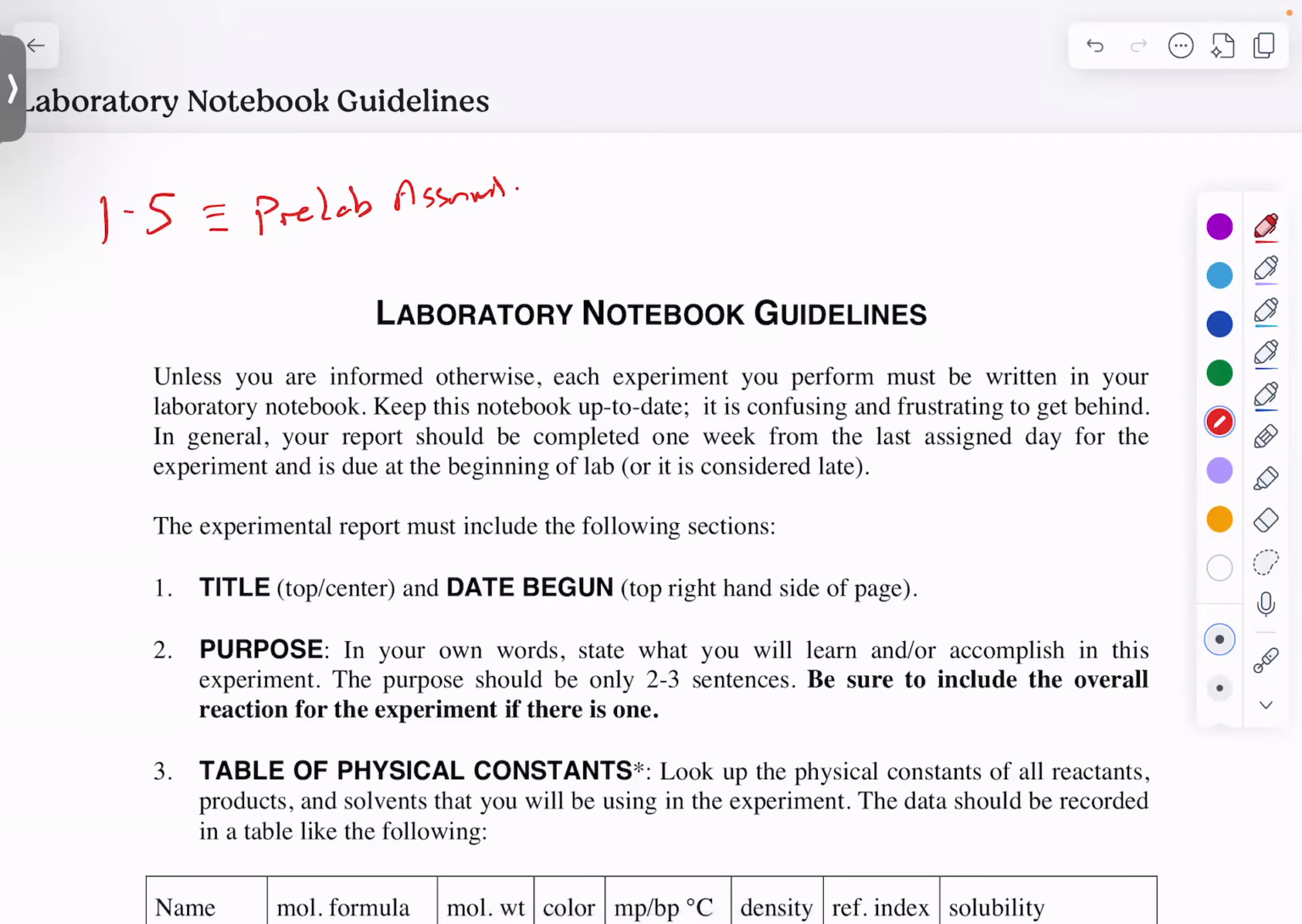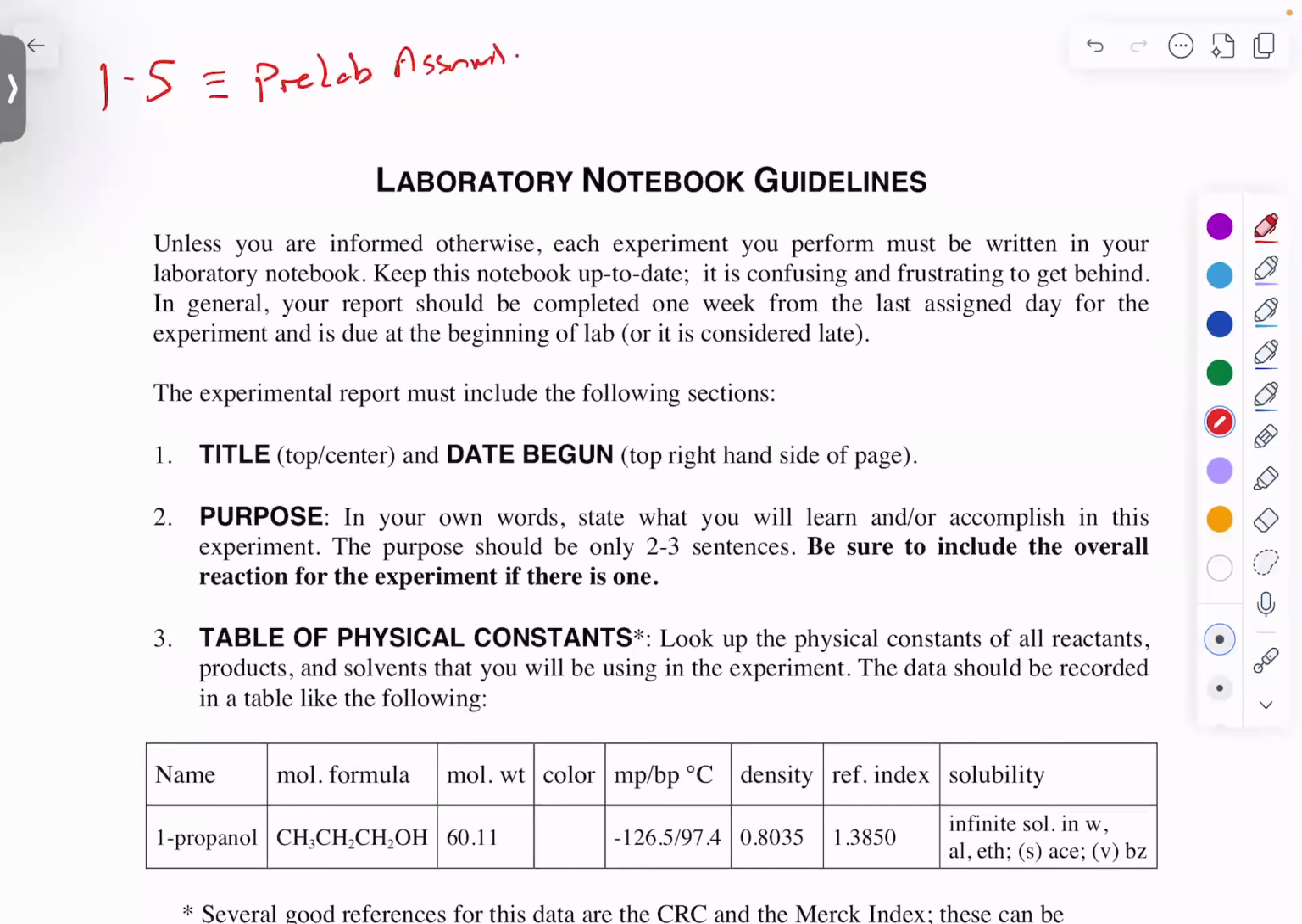Okay, so what you're going to do first is you're going to have what is essentially a title page, and that is part 1 here. On the title page, very simply, you should have the title of the experiment, the date you're beginning the experiment, and the experiment number. So the title page is essentially just a blank page, and what this helps with is it serves as essentially a page break in your lab notebook.